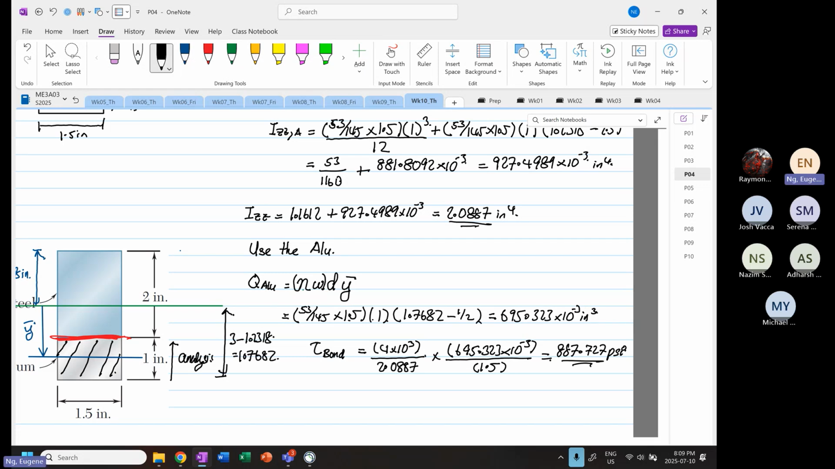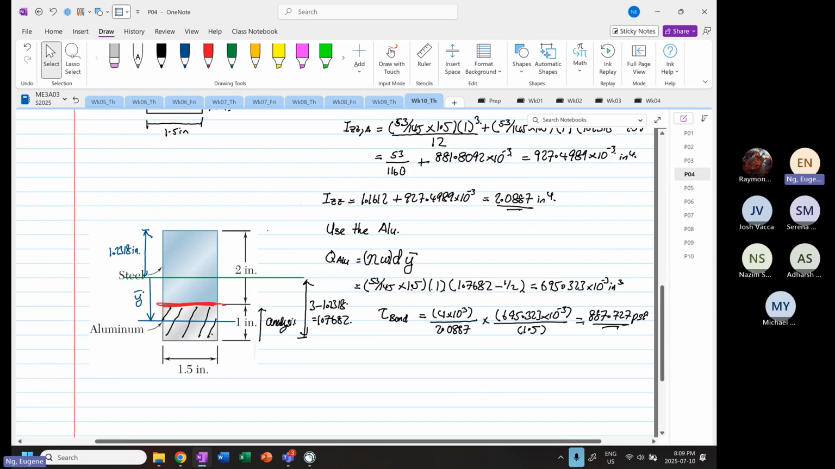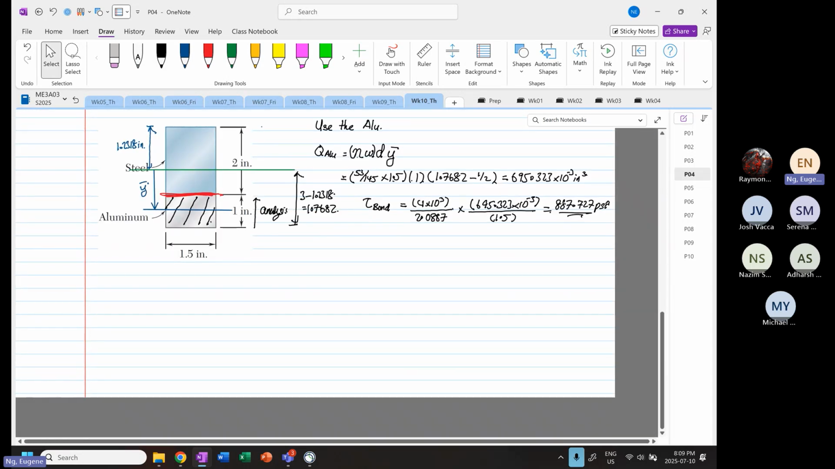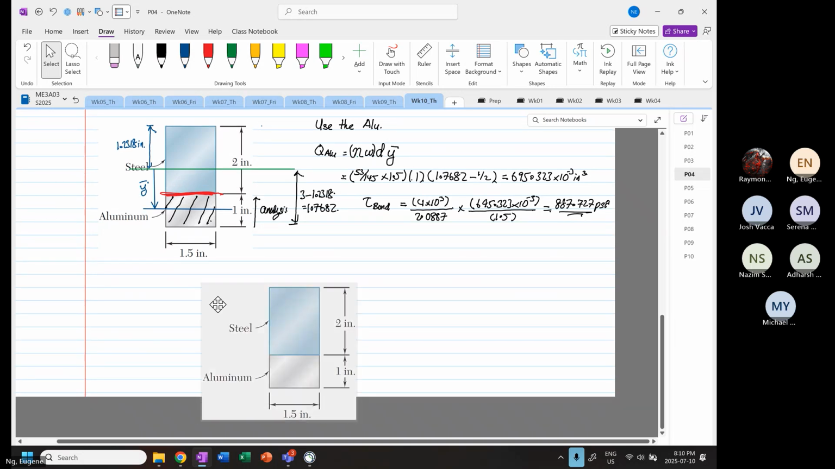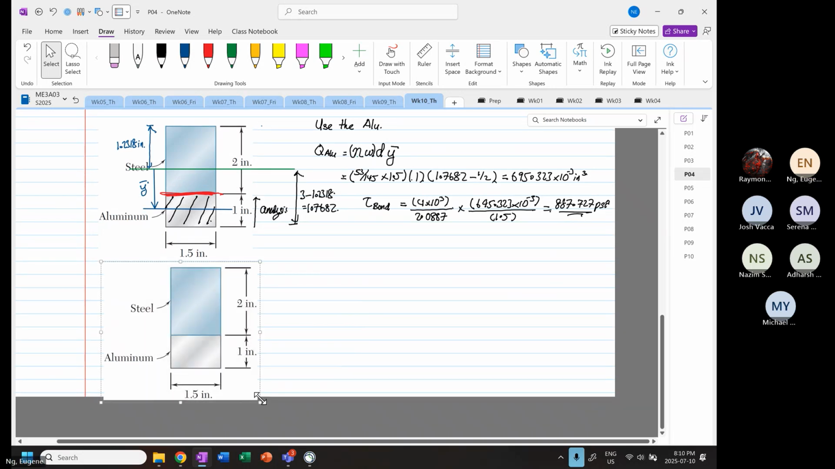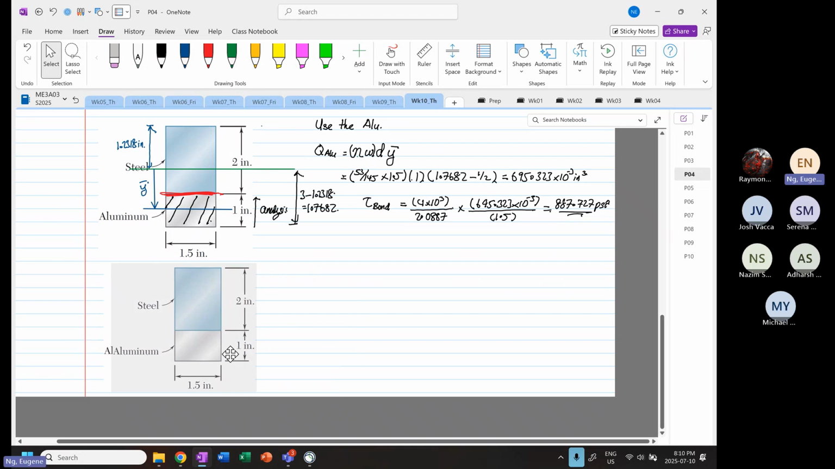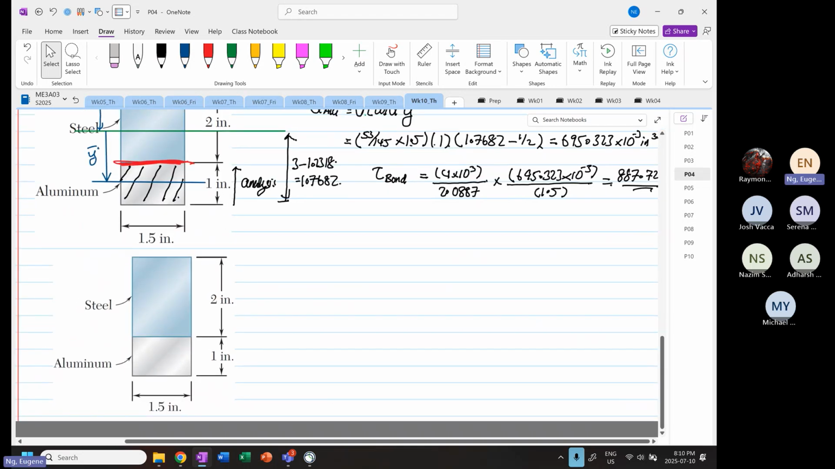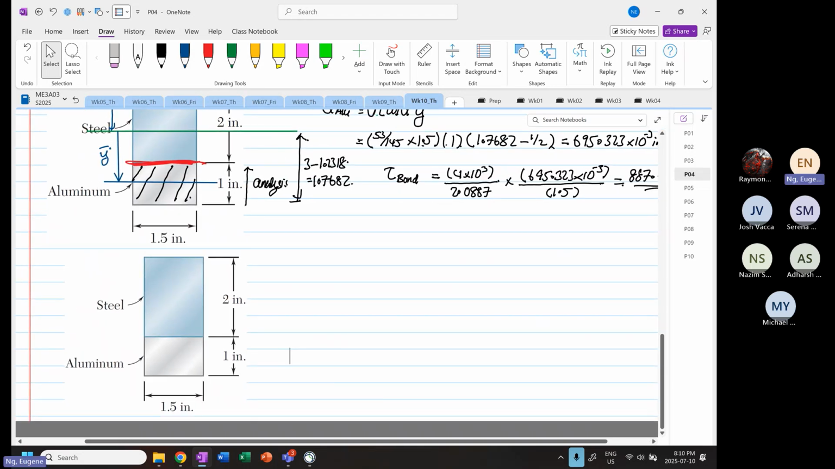PSI. Okay. Now, because on the bonded surface, I'll use a different method. So now the bonded surface, right? Again, we're going to, let me see, can I?